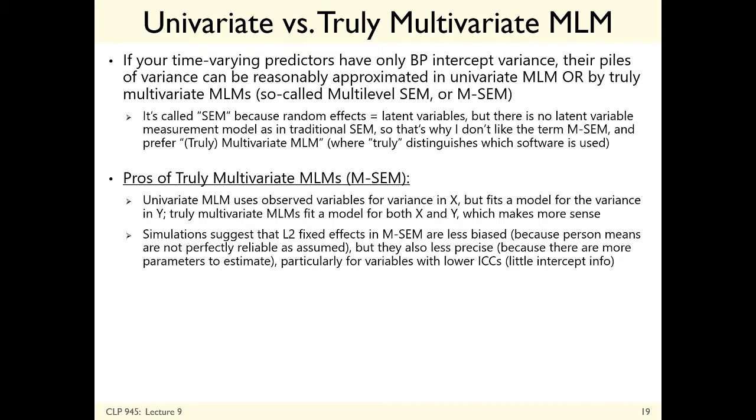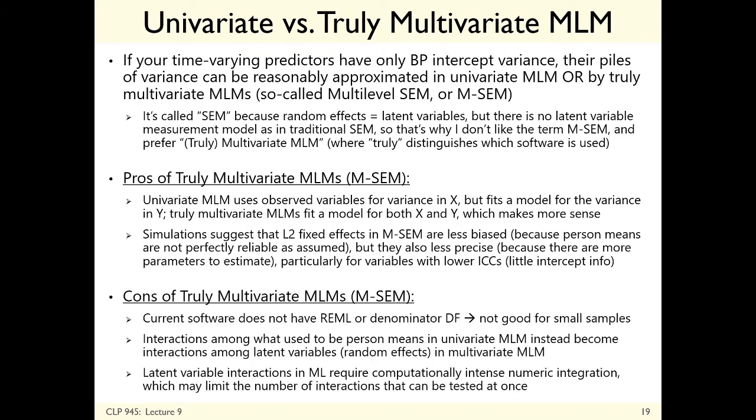as a result. However, where this starts to fall apart is in samples in which there's not a lot of information to estimate the level 2 random intercepts. So when you have a very low intraclass correlation or a very small sample, the results that you get from the multivariate models tend to be a lot noisier than what you get from the univariate because there's just more stuff being estimated at the same time. It's harder to do.